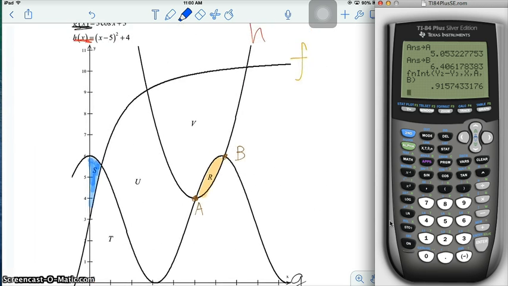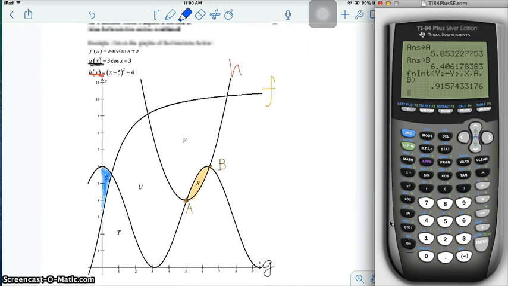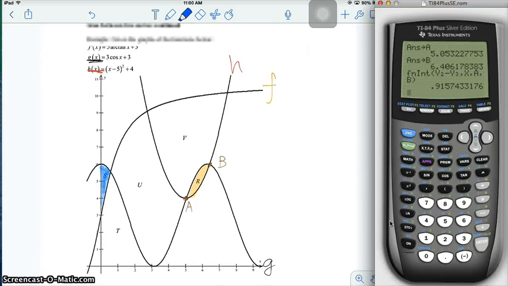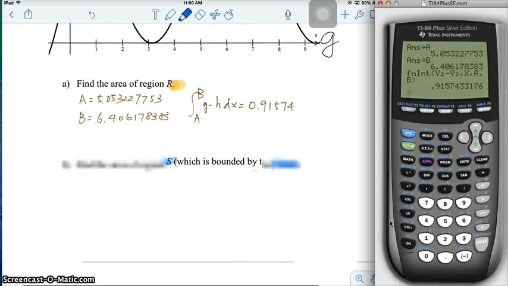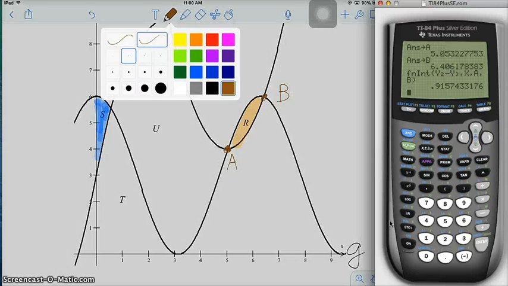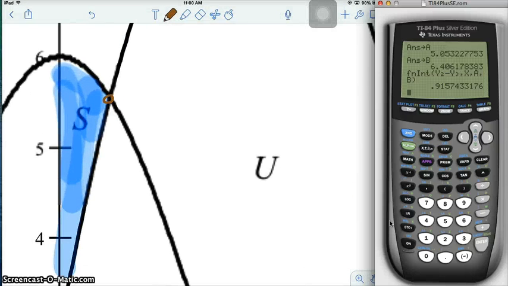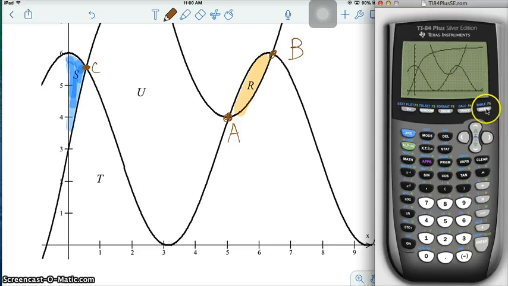Let's look at which functions are going to be used here. We're going to be using F, and we're also going to be using G. Which one is on top? G is on top, F is on the bottom. So let's name this point C. Now let's find point C. Let's go back to the graph between those two. This is F, this is G. So let's find the intersect.